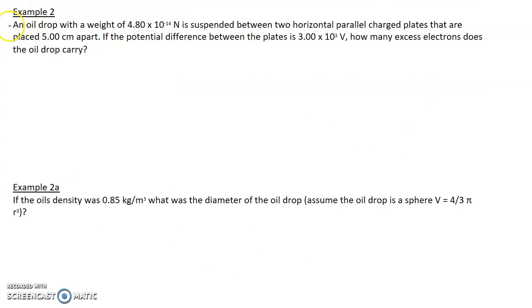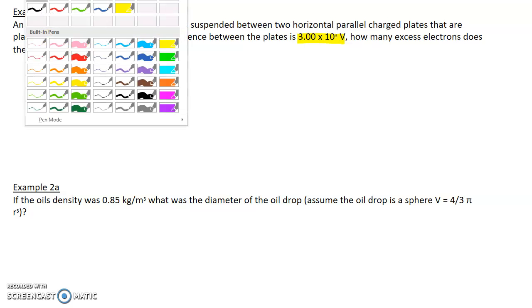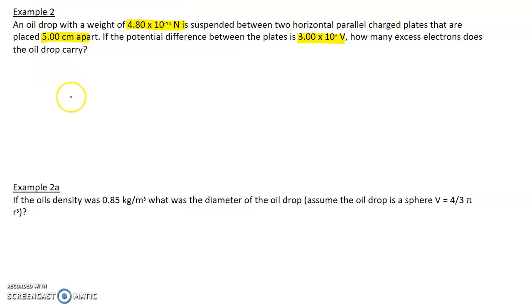Okay, moving on to our next couple of examples here. We've been given a weight. In this case, because we've been given a weight, that is the force of gravity. But what we've been told is not the electric field strength. We've been told the distance the plates are apart and the voltage, which means we're going to need to use that to find the electric field strength.